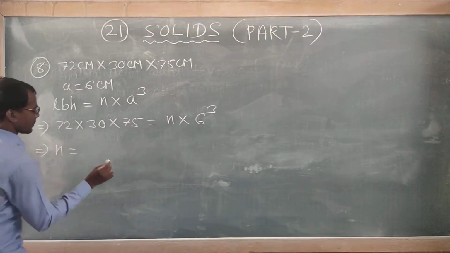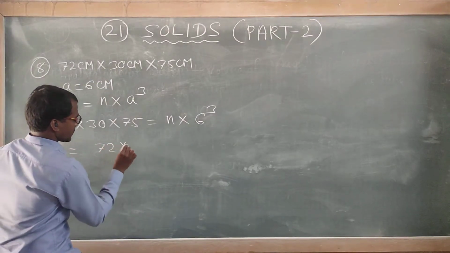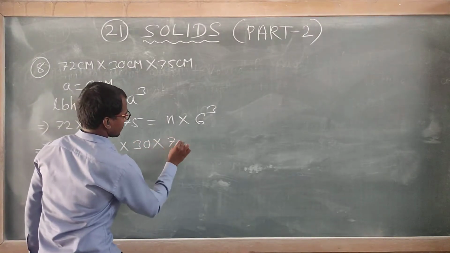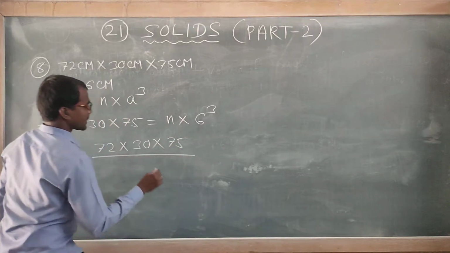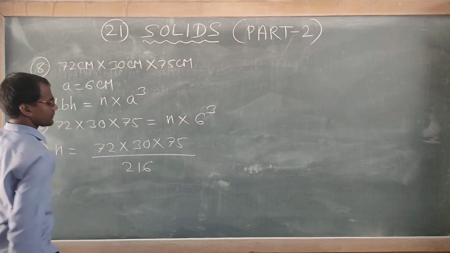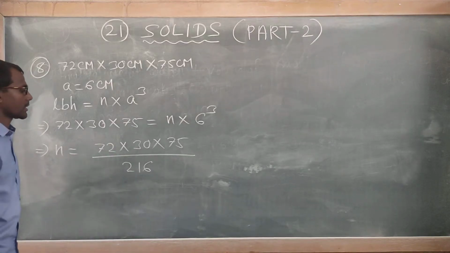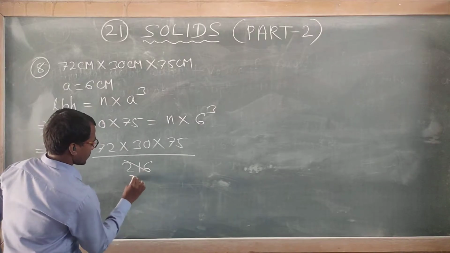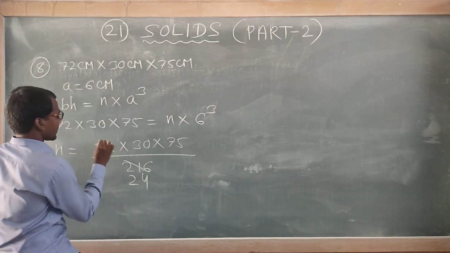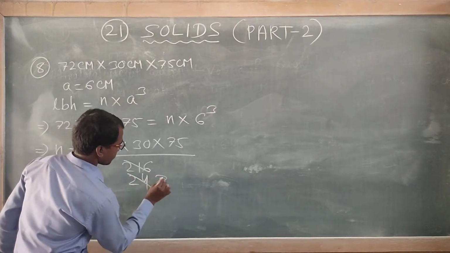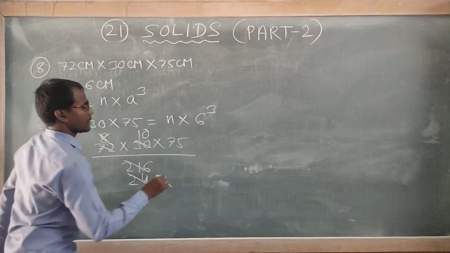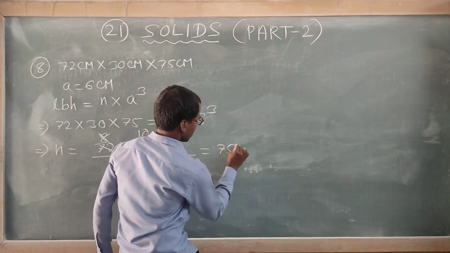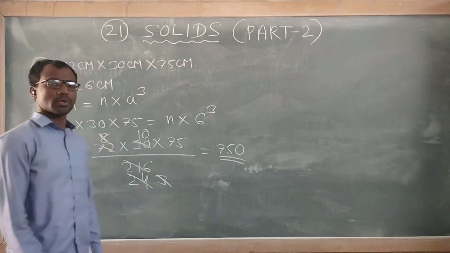L: 72 into 30 into 75 is equal to n into 6 cube. So n is equal to 72 into 30 into 75 by 6 cube, which is 216. 6 cube is 216. Let us simplify. Let us cancel. 9 2s are 18, 9 4s are 36, 9 8s are 72, 8 3s are 24, 3 10s are 30. So the answer is 750 cubes will be formed.